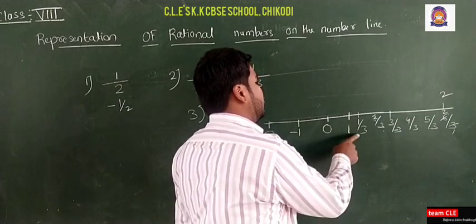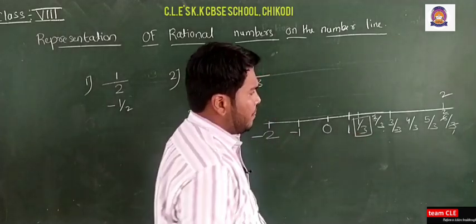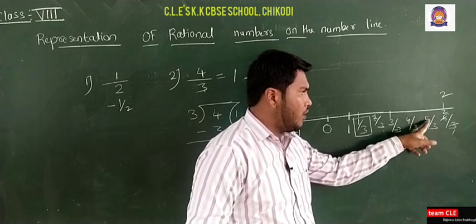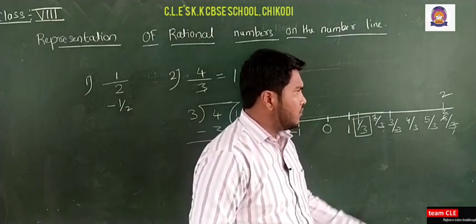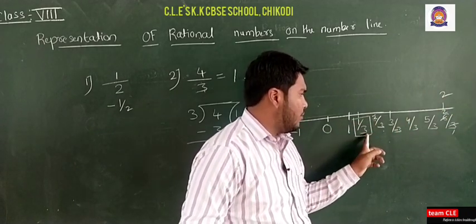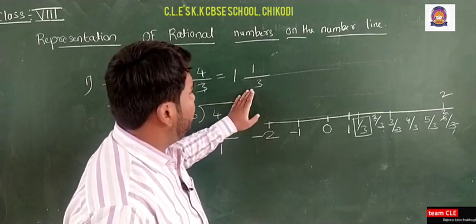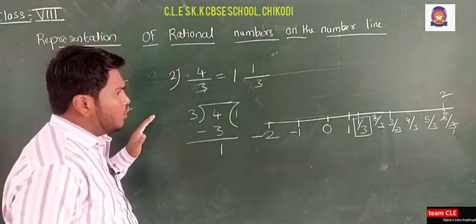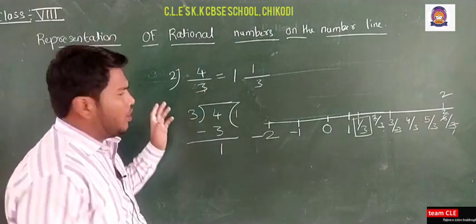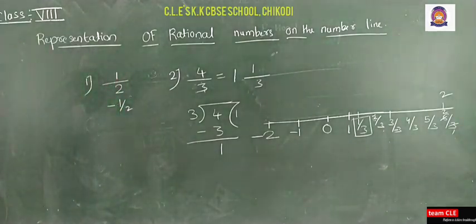I need one integer 1 by 3. Like this only: 1 by 3, 2 by 3, 3 by 3, 4 by 3, 5 by 3, and 6 by 3, and so on up to 2. You need only one integer 1 by 3, and I have plotted it. All of you take this example, go through this concept, solve some examples of proper and improper fractions, and send them to my WhatsApp number. So just go through this video.